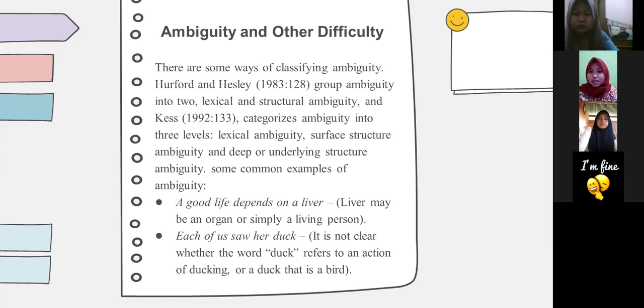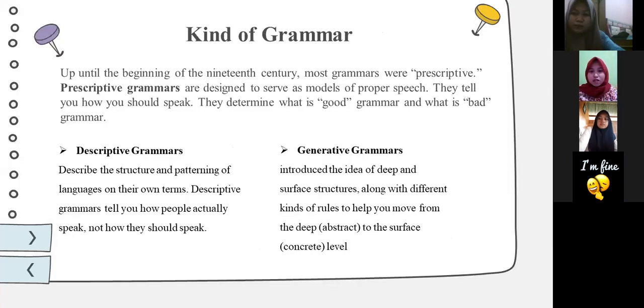That's all from me. Now we move to the last speaker, which will be delivered by Firmansyah Samin. Time is yours.